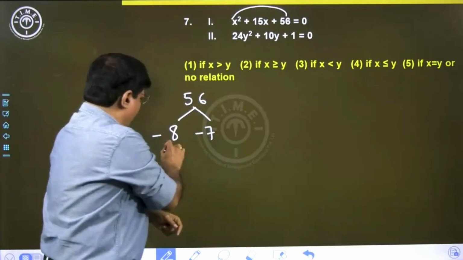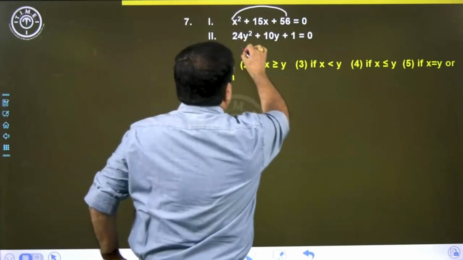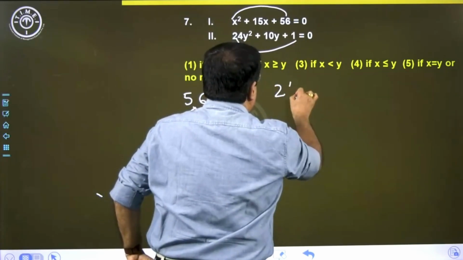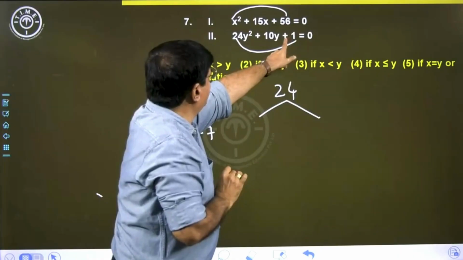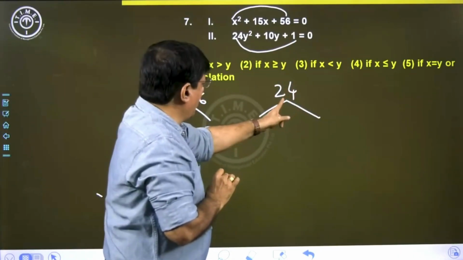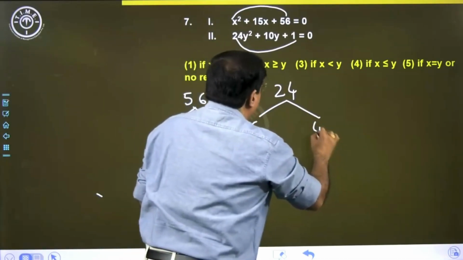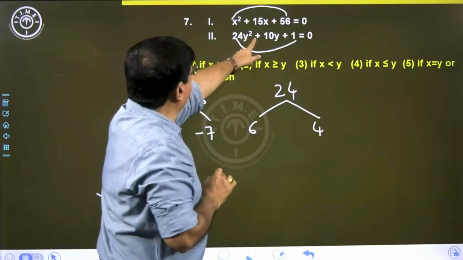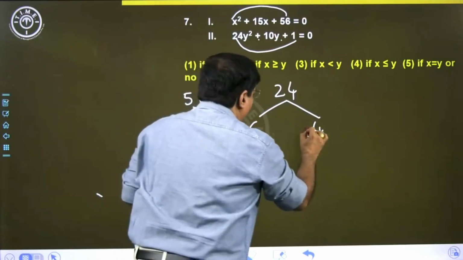Coefficient of x square is 1. So divide by 1, divide by 1. We will not write it. Next equation, 1 into 24. This is 24. Sign of 1 is plus. So two numbers whose product is 24, sum is 10. 6 and 4. Both plus in the equation. Plus and plus. So roots will be minus and minus.